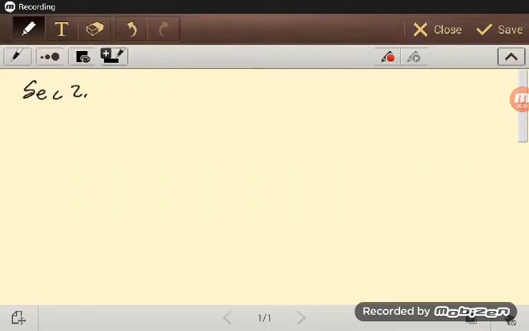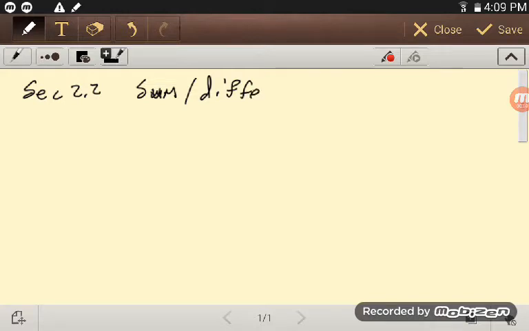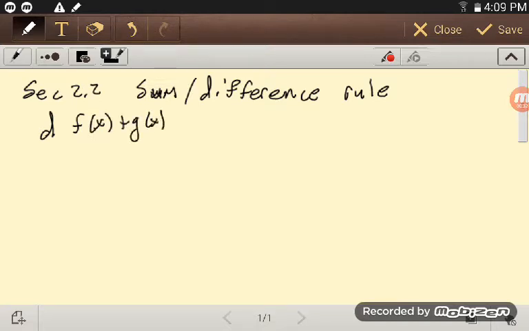So, section 2.2, sum, difference, doesn't matter. Really, a difference is just adding a negative number to something. But they're basically the same rule, sum or difference rule or tool. So here, if I want the derivative of f of x plus g of x with respect to x, it is exactly what I would hope it would be.